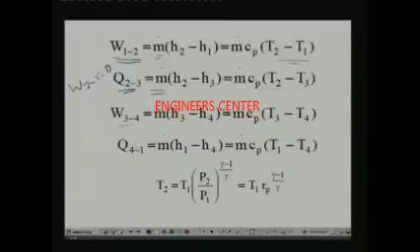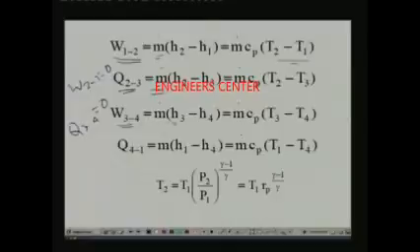And process 3 to 4 is isentropic expansion, so Q dot 3 to 4 is 0. So W3 to 4 is m dot into H3 minus H4, which is equal to m dot Cp into T3 minus T4. And finally process 4 to 1, again work is 0 during this process, and it is isobaric heat addition, so you can write this as m dot into H1 minus H4, which is equal to m dot Cp into T1 minus T4.